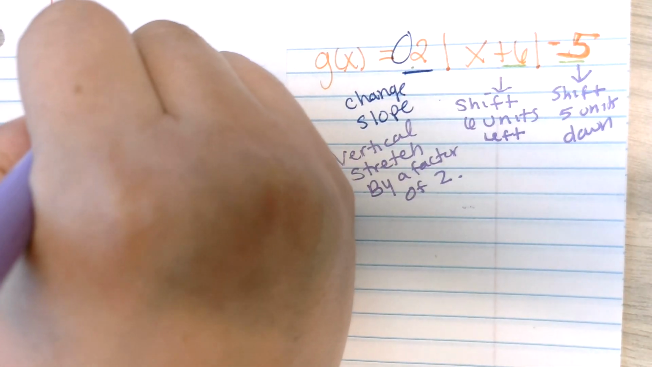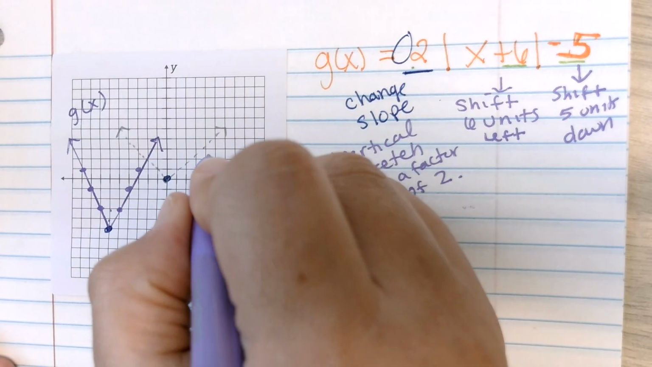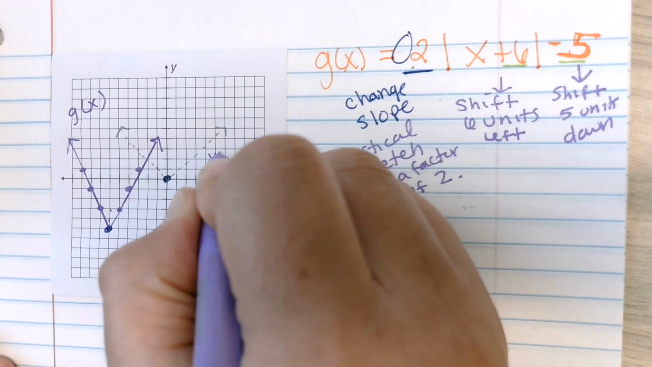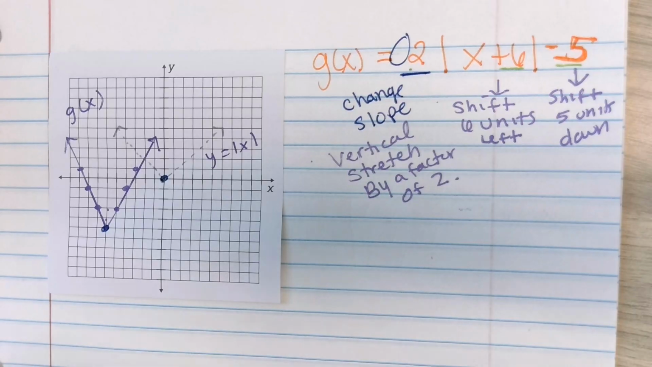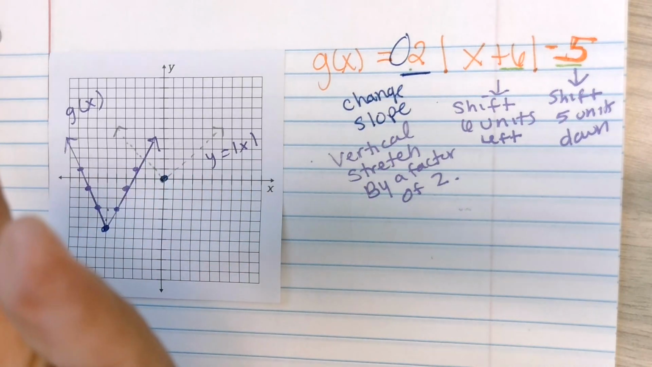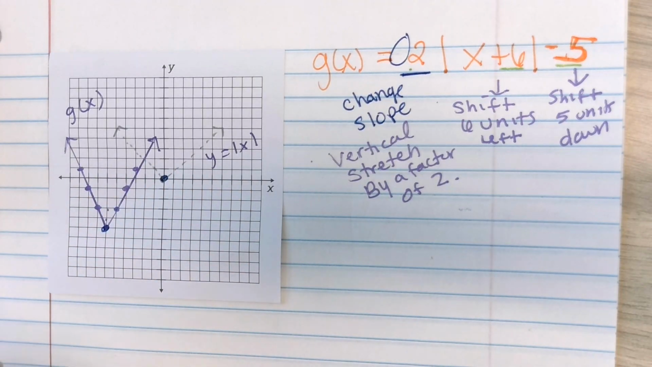So this is the graph g of x, and this is the original parent function y equals absolute value of x. So now you can actually see that it shifted and moved down, and that it is thinner than it was before because we stretched it out.